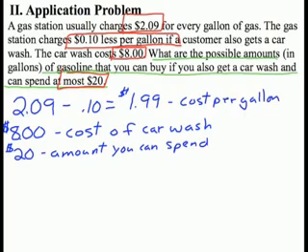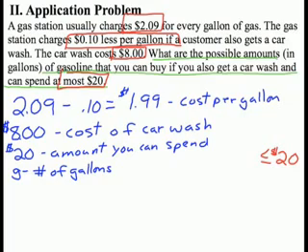Now, if we're trying to write an inequality here to figure out how many gallons of gasoline we can purchase, we need to use a variable to represent gallons. And in this case, we'll use G for gallons. So let's start out by writing our inequality now. We know the most that we can spend is $20. And if we can't spend more than that, but we could spend that much, we need an inequality that would be less than or equal to $20. So now we have to put together our cost per gallon of $1.99, our $8 car wash, and G, the number of gallons of gasoline that we can purchase.